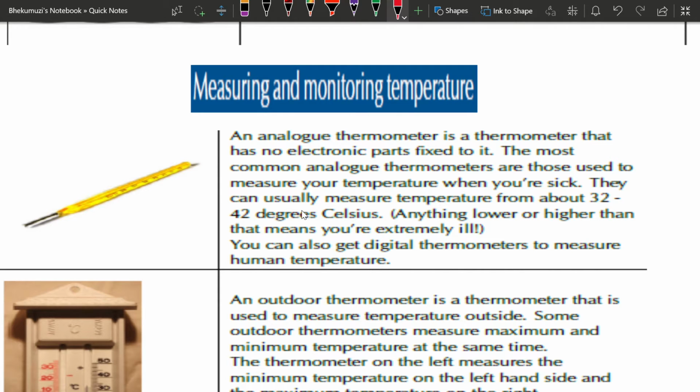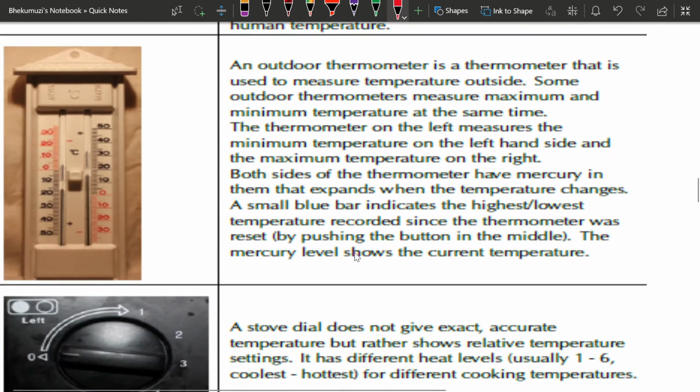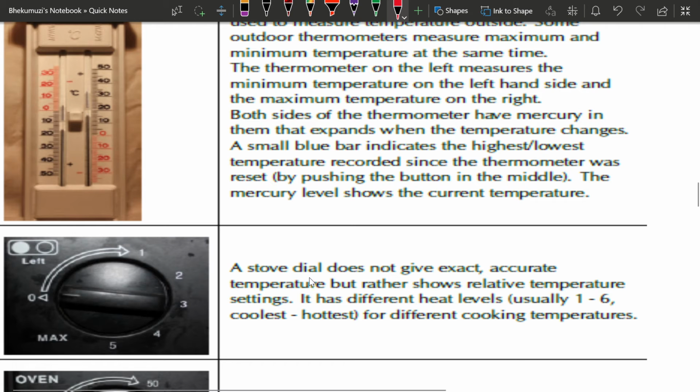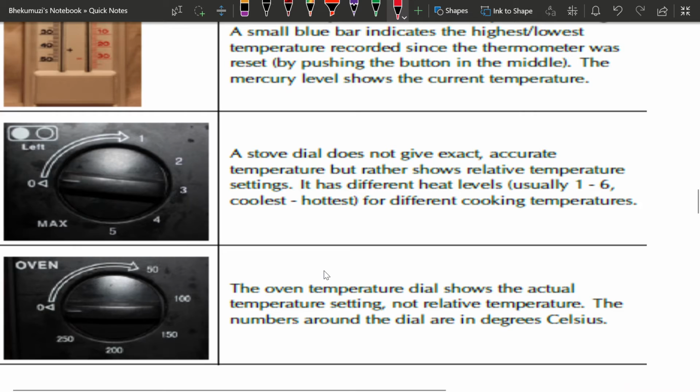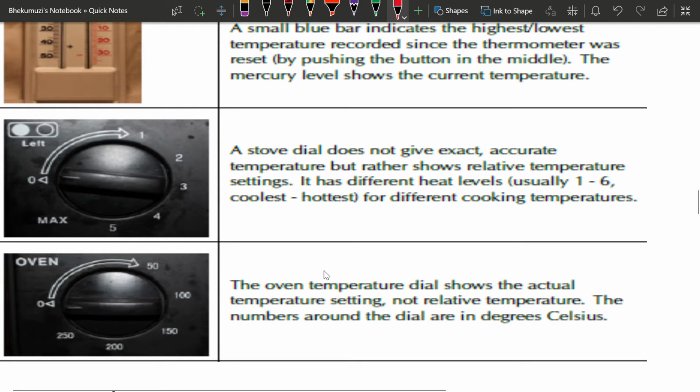For measuring and monitoring temperature, you can use a thermometer, right? A normal thermometer, or an outdoor thermometer. You can have a stove dial where you can accurately say, okay, this is the temperature that I want it to be, and so on. And how much time we should spend, right? So those were things used to measure time, temperature, and all those other things.